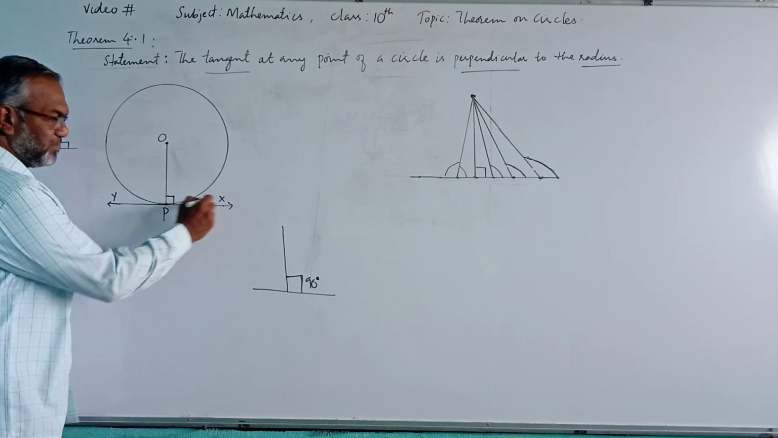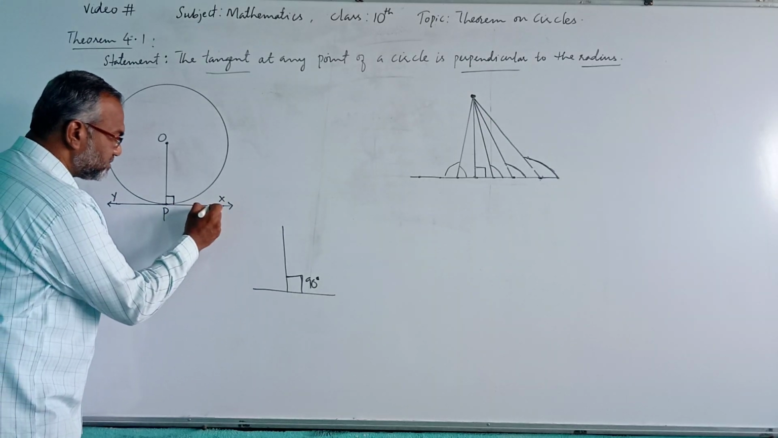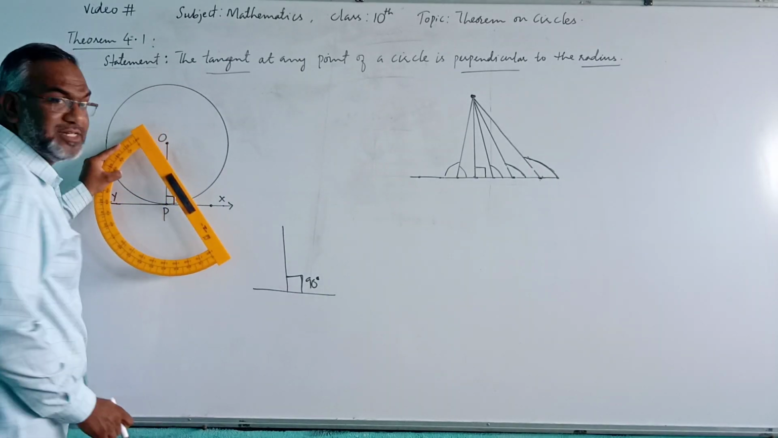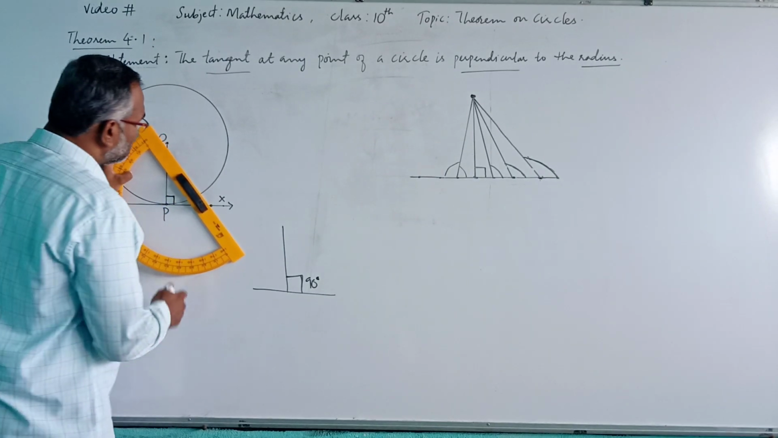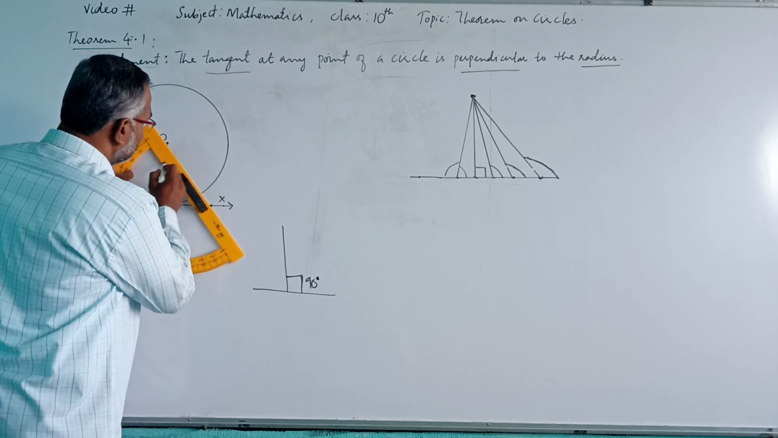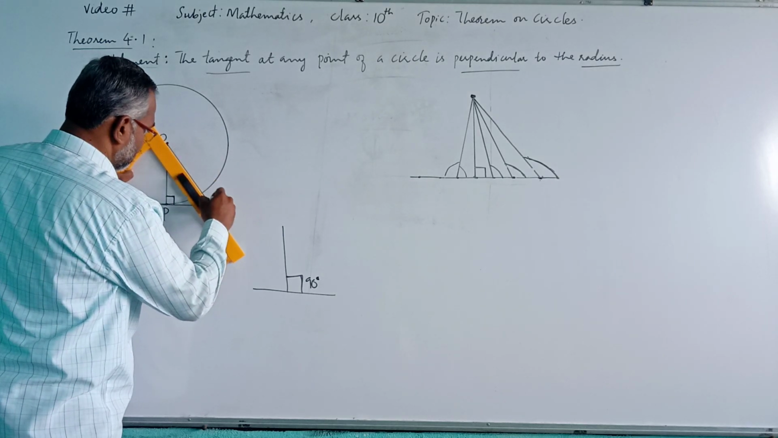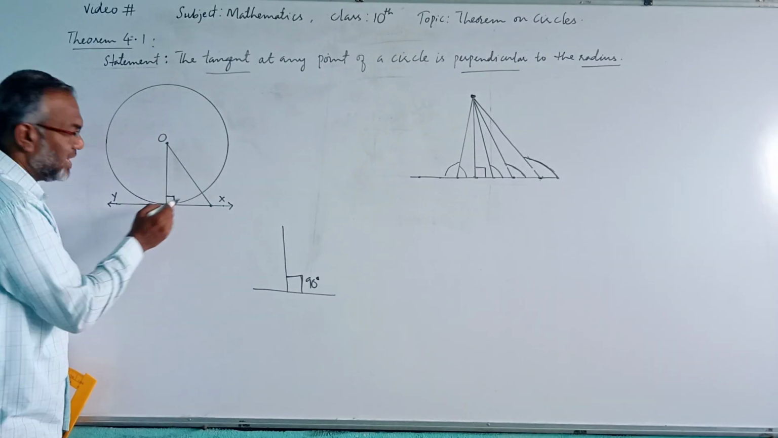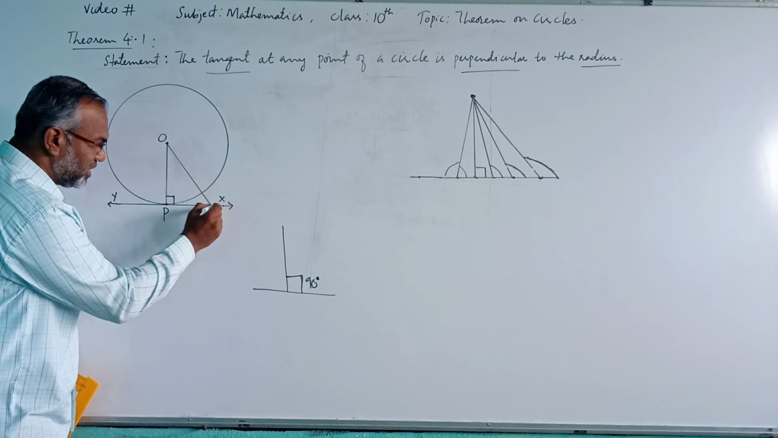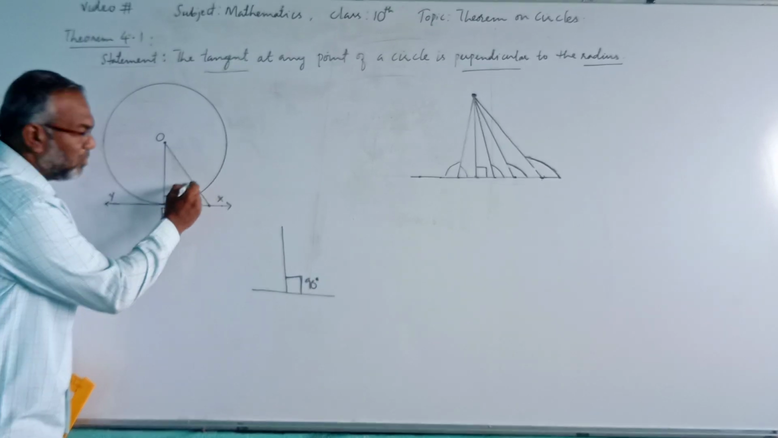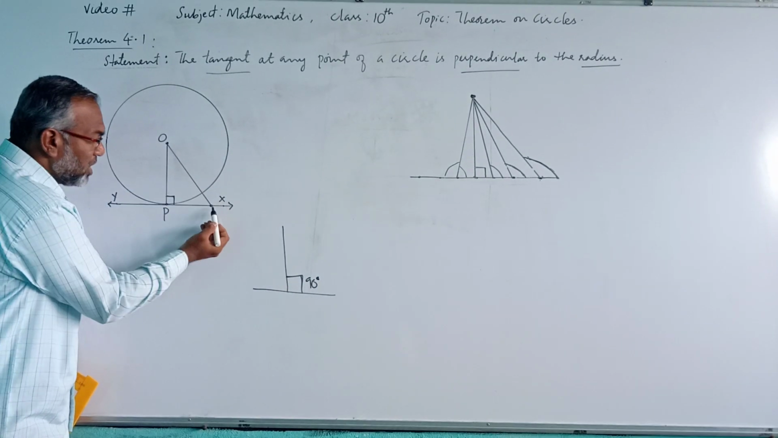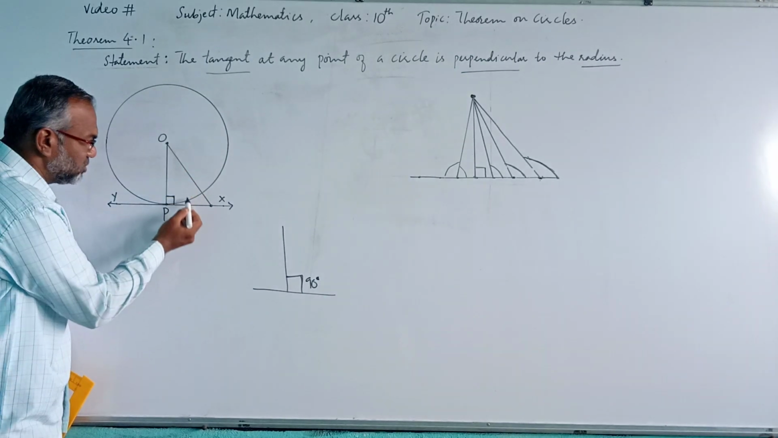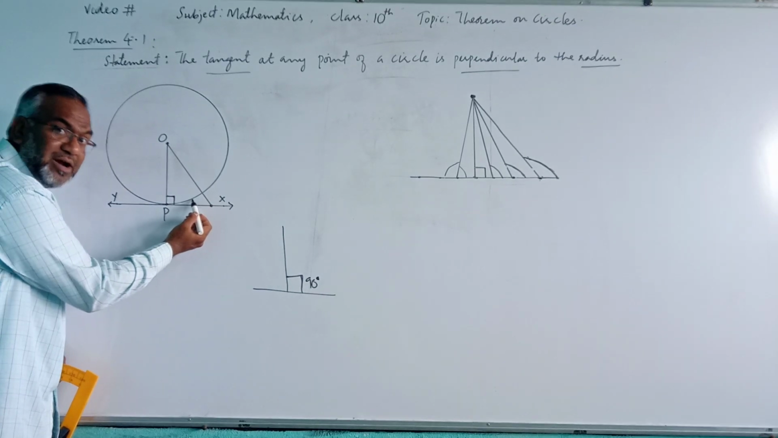Look at this line. If I take a point here and join the center with this point, then what will happen? This distance is more than this, and the angle formed here is more than 90, obtuse. As we move this side, the distance will become shorter and shorter, and the angle will also start decreasing.